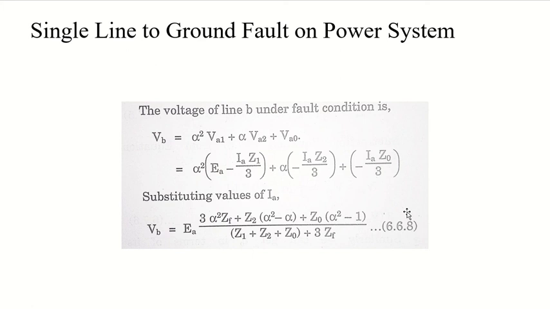In that you can also substitute the value of IA. So the final formula for VB will look something like this. I'm not going to pronounce it because it's kind of a tongue twister. I don't even want to make an effort, but know that this is the formula. Now let's move forward to line fault.